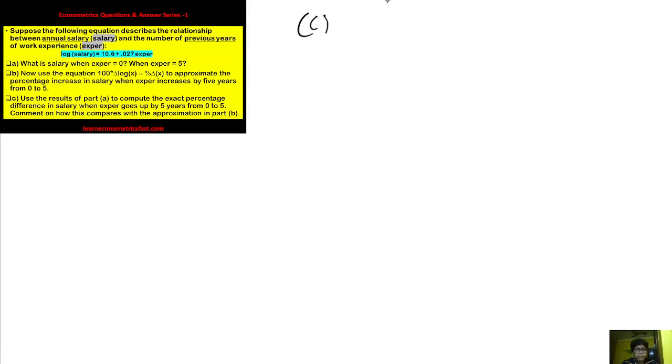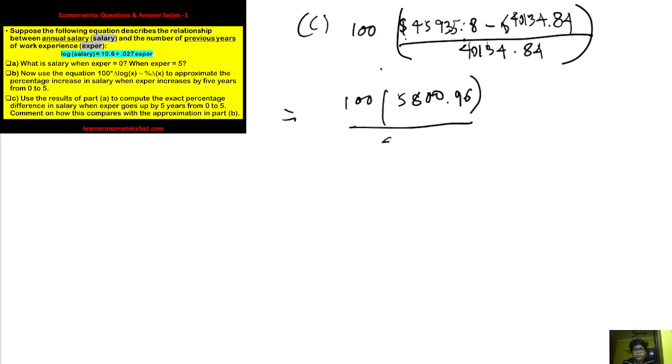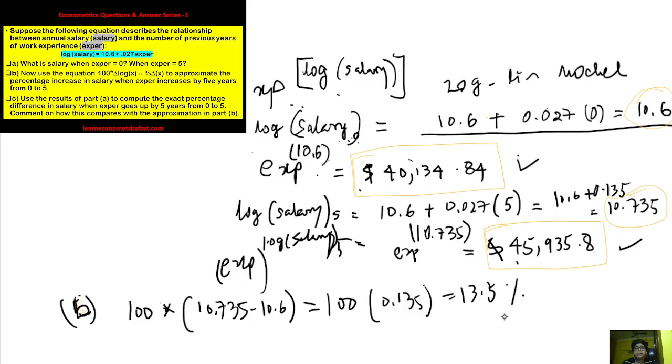So this is question C, and this will be 100 times the highest one, 45,935.8 dollars, minus 40,134.84, the original value, divided by 40,134.84. This gives you the exact percentage difference in salary. So it will be 100 times 5,800.96 divided by 40,134.84, which comes to 14.45%.